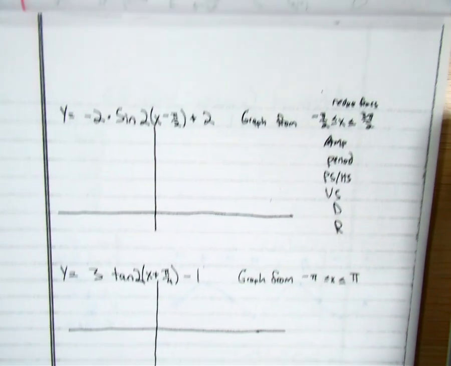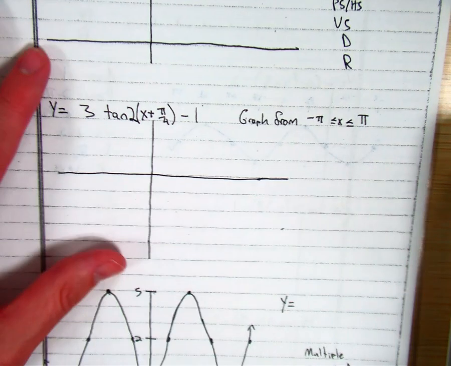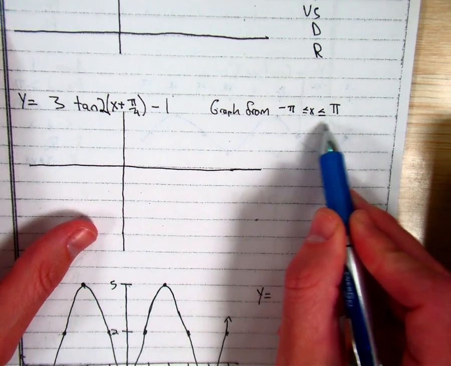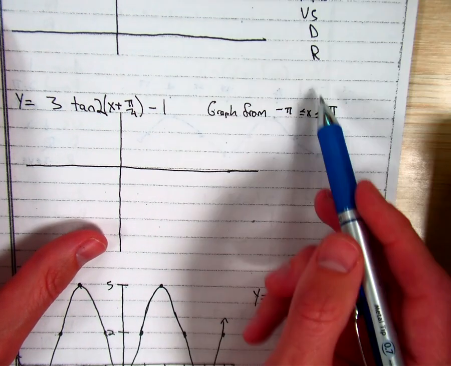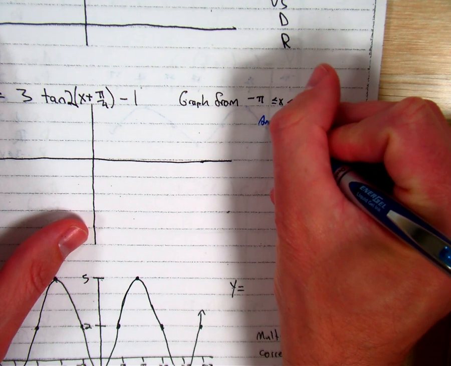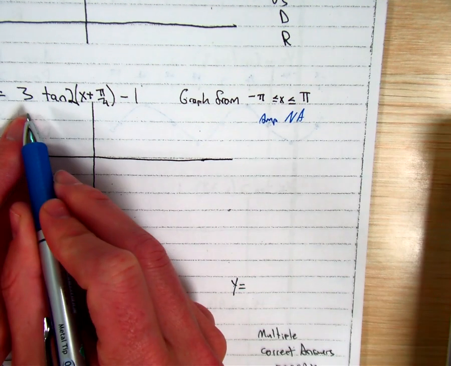So let me just give you an idea here. Let's do the tangent one together on the back. Okay, we're going to be graphing it from negative pi to pi. And I didn't give us all the stuff over here. Amplitude is technically going to be NA. Also, technically, we're going to be using that 3.